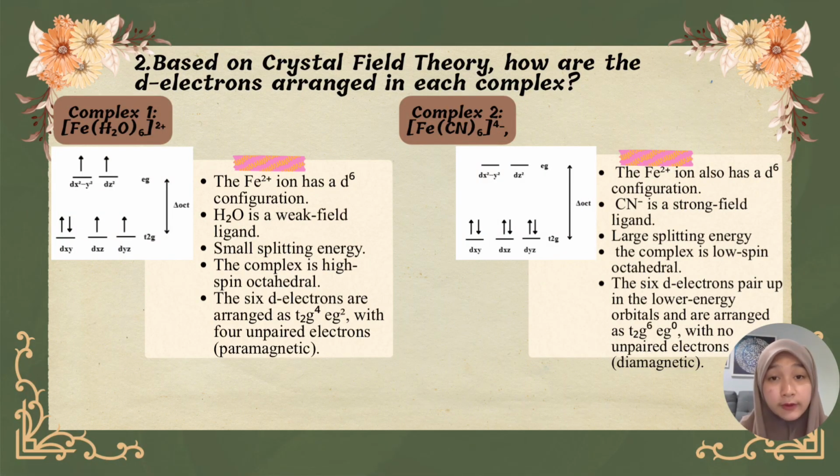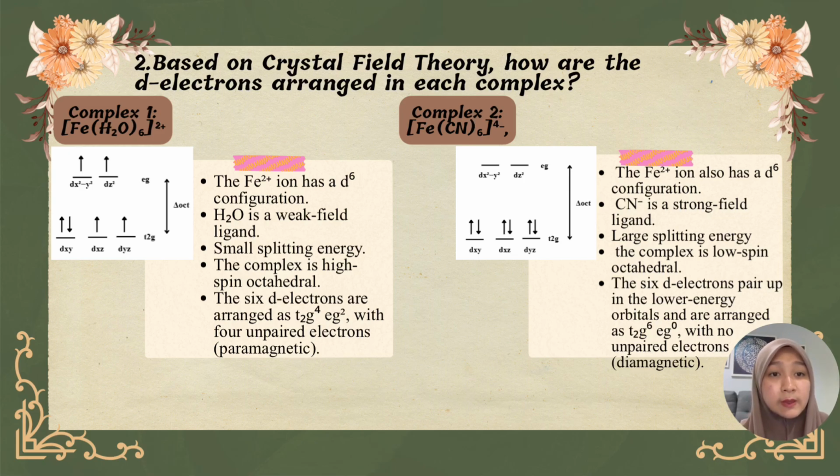Based on the crystal field theory, how are the d electrons arranged in each complex? Both complexes contain the Fe2+ ion, which has a d6 electron configuration. However, the arrangement of the d electrons is different because each ligand has a different strength. The first complex is the hexaaquairon(II) ion. Water is a weak field ligand, so it will produce a small splitting energy.